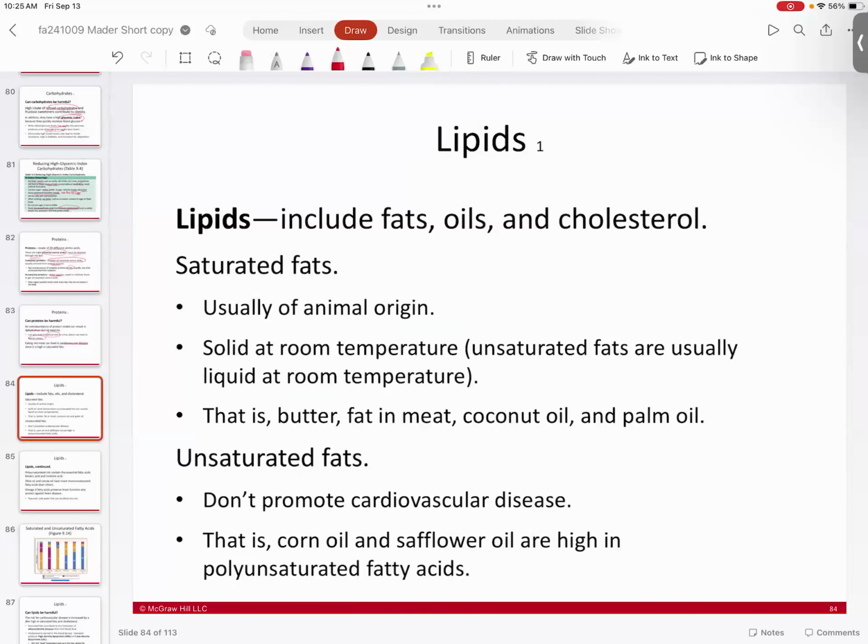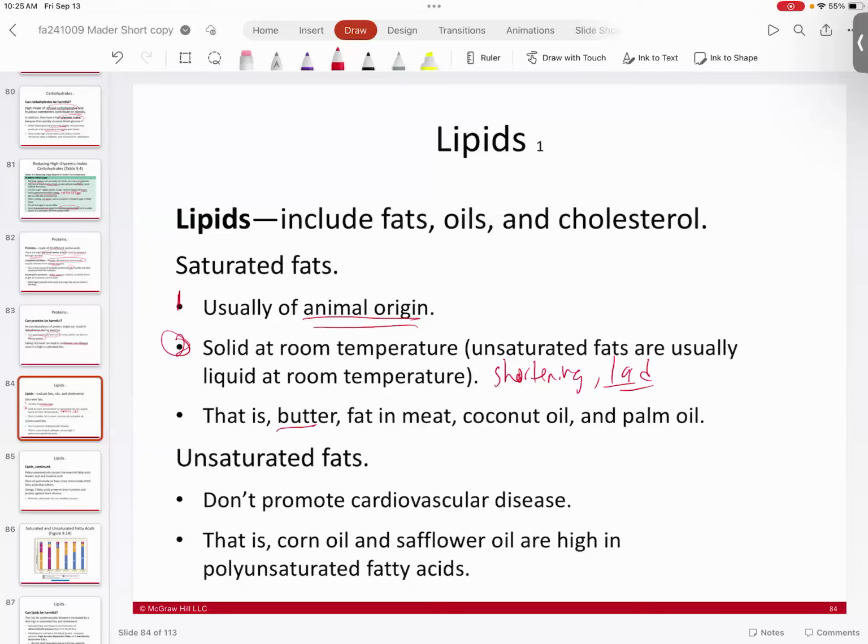Okay, now let's take a look at those fats, right? So the fats we have are fats, oils, and cholesterol. So basically you have saturated fats, which are typically animal origin. Usually they're going to be solid at room temperature. Things, for instance, like shortening and lard are good examples of these, right?